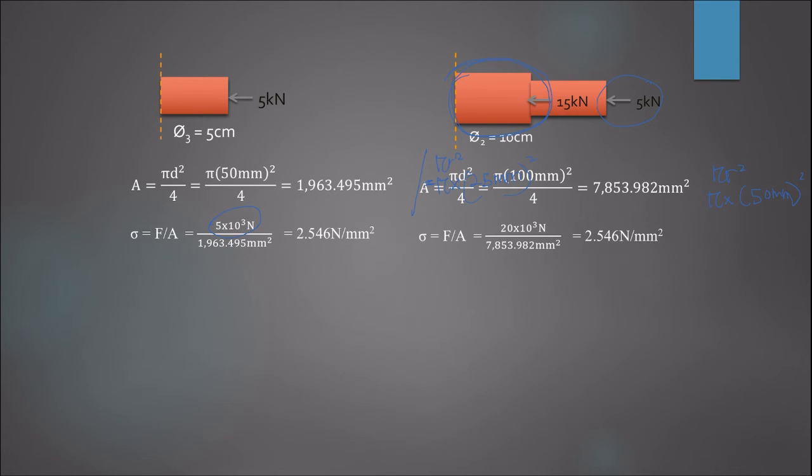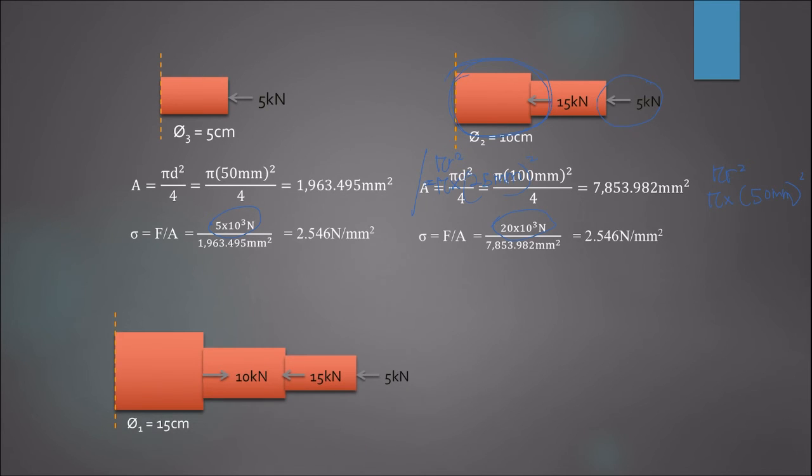Okay, but notice here the force has changed. It is not 15 kilonewton, because of the 5 kilonewton, although it has pushed the front part, it will also affect another part of the shaft. It means the second part of the shaft is also affected by the force that pushes it inside. Divide by the area and you get 2.546 also.